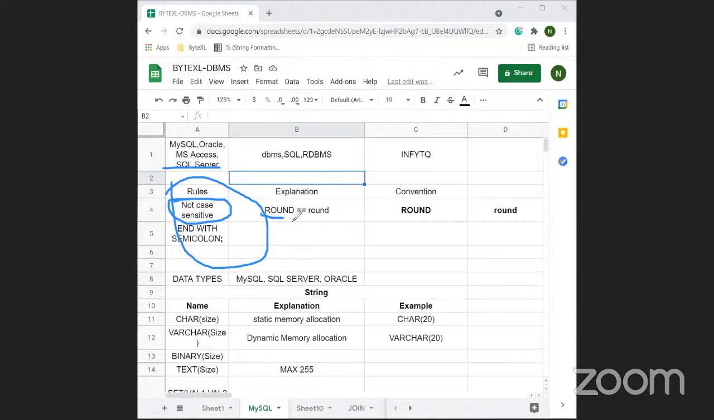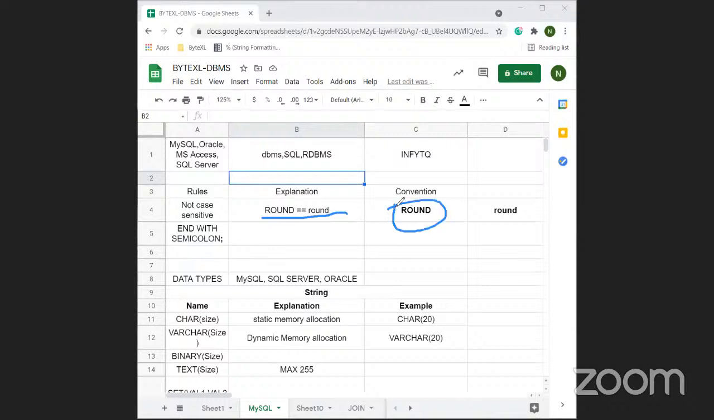Imagine there is a function called round function, which will round off to the nearest integer. This round function, or any other keyword or function for that matter, whether you are writing in capital letters or in lowercase, for SQL languages it is the same, except for MongoDB or special MySQL versions of these SQL languages. We need not follow the case of the letters. Case is insensitive. That's the reason I have given here, whether round, capital or small, okay.